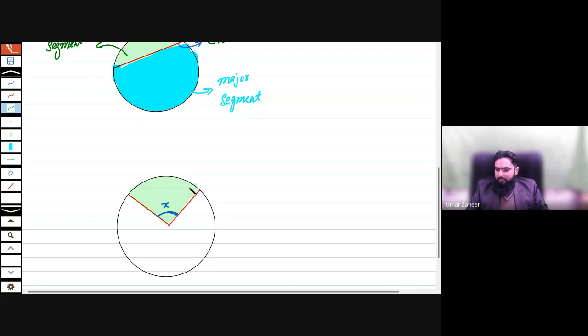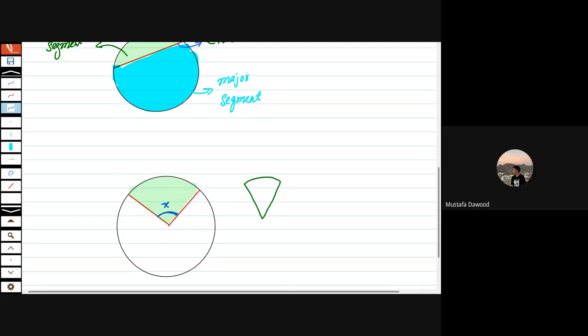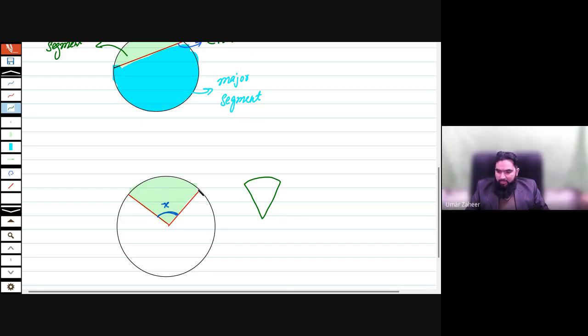Yes, anyone? If I'm just going to draw it here, I'm talking about this one. A quarter, sir? No. Quarter is just if it is going to be divided into four parts. It is not a fourth part. It is known as the sector of a circle. It just looks like a cone shape. It is a sector. Obviously, it is a smaller sector.